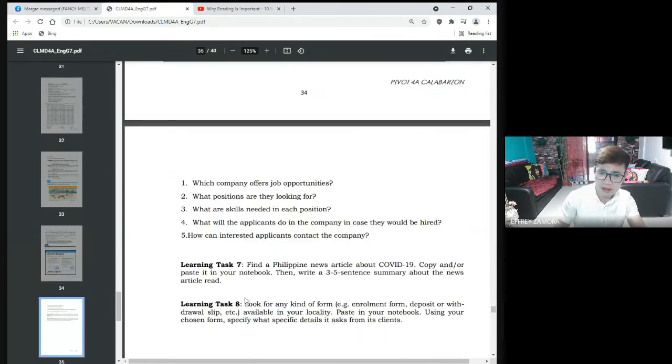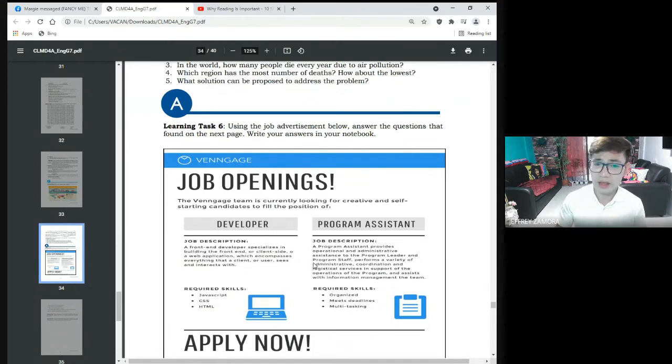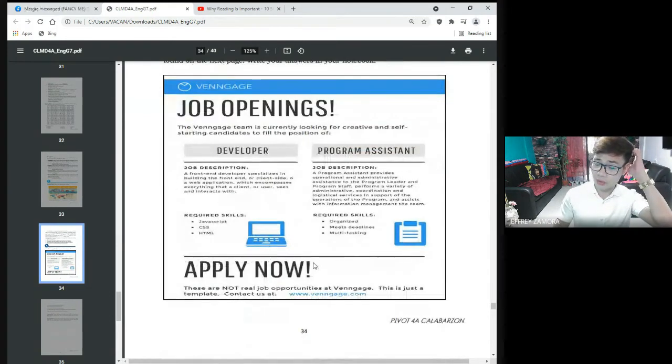That is their task, what they should know if they are hired in the company, their job description or responsibility: as a developer, specializing in building the front end, the client side of a web application, which encompasses everything, and also here the job description of a program assistant.